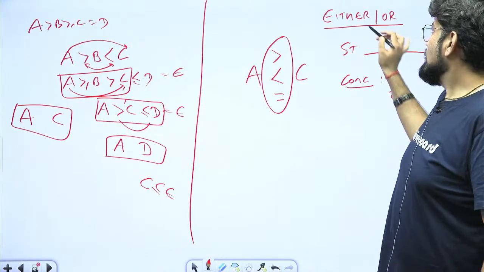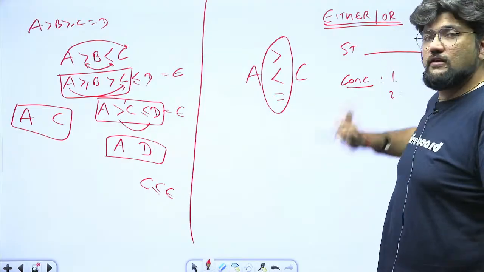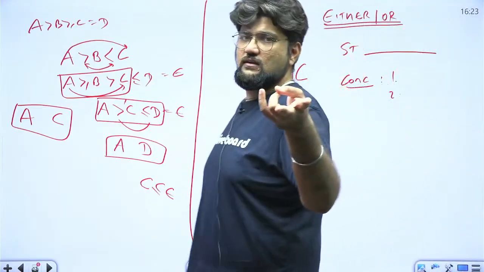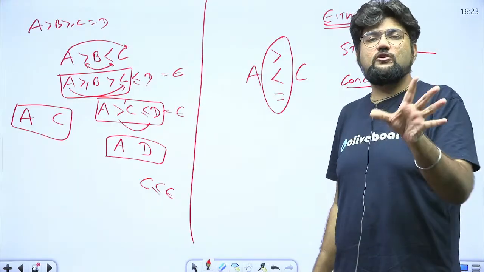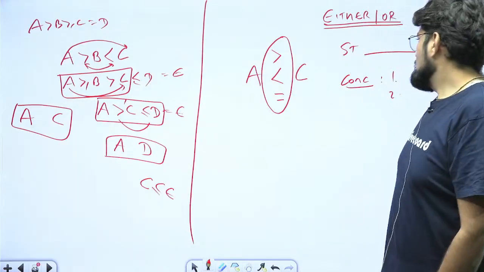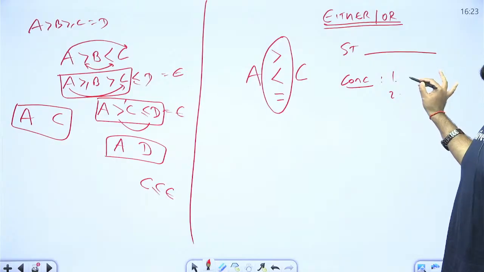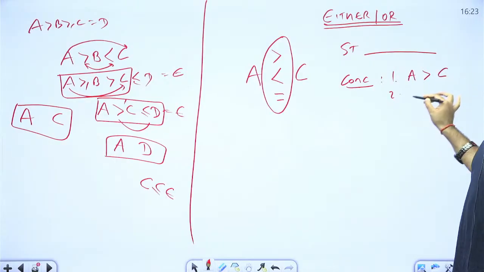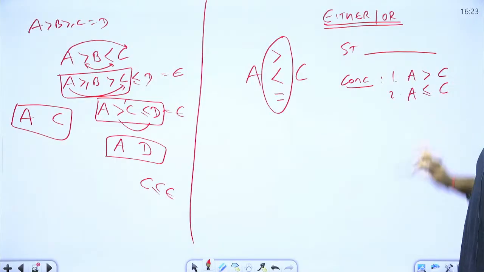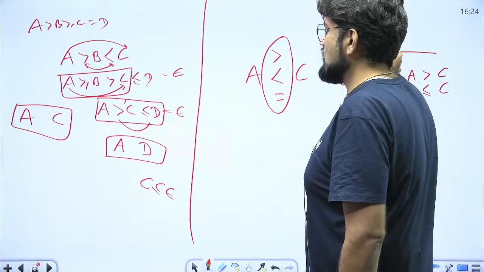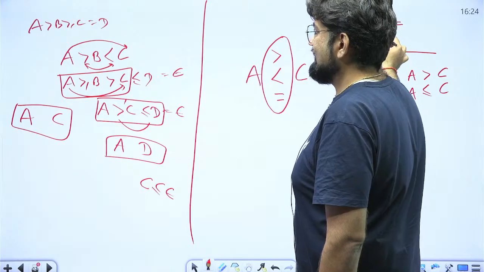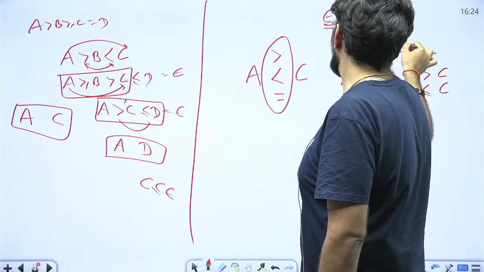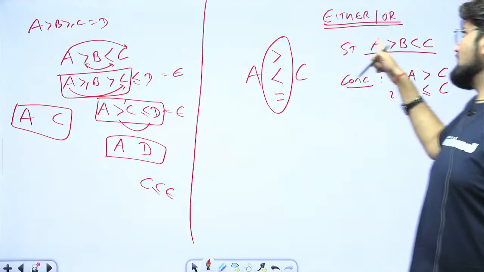Okay. For the either or case, we will always be looking for 2 conclusions. Obviously, it's similar to syllogism, because either and or is a comparison between 2 conclusions. So if I have a conclusion like A is greater than C, A is less than equal to C, what is my first criteria? My statement was this only, let's say A is greater than B is less than C. Same question I am writing here.